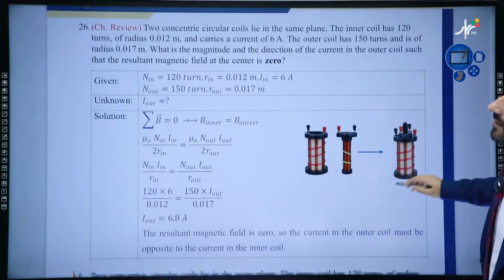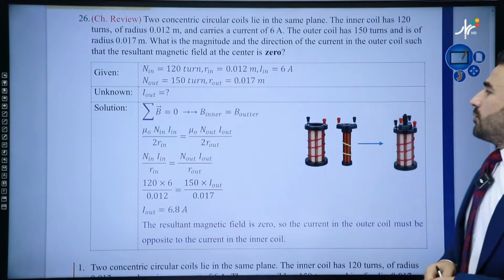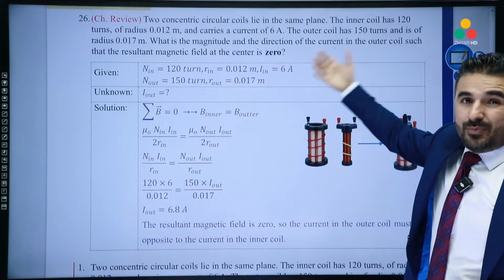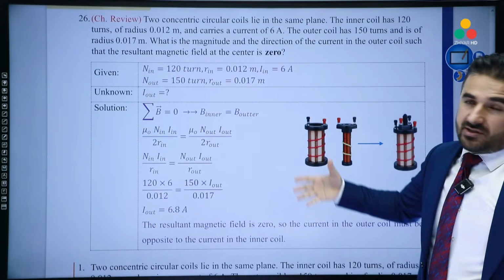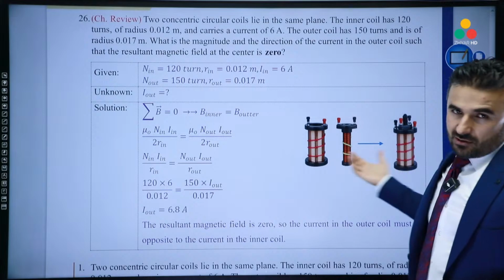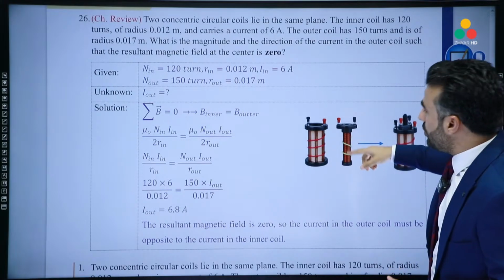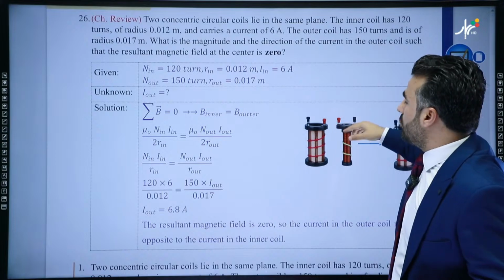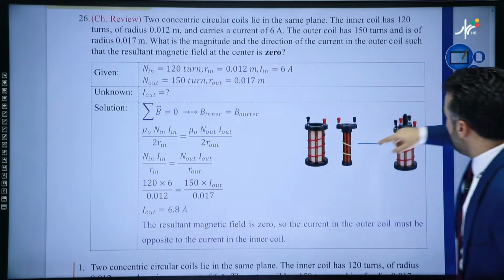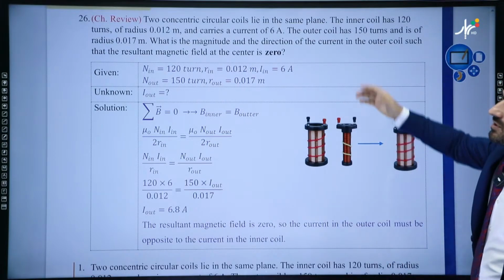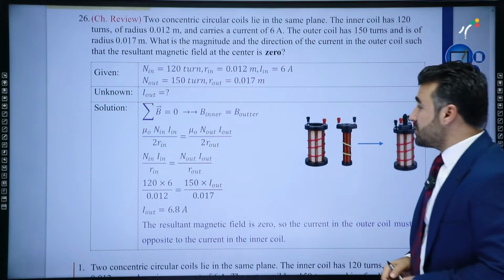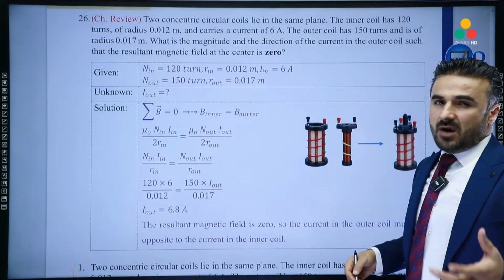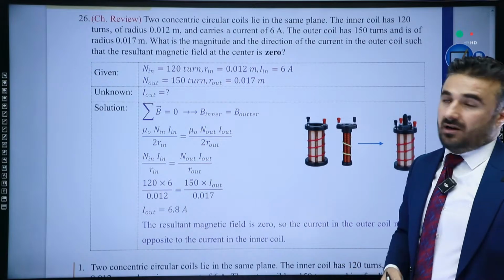Now take a look at this one here. It says 2 concentric circular coils. These diagrams are not exactly representing the situation here, but this is just to help you understand how it is done. These are more like a solenoid, you can say. But remember this, we have 2 coils. One of them is small, the other one is big. One of the coils is inside the other coil, just like this one here. So what happens when there is a current in the 2 coils? Of course, what happens if the current is in the same direction or in the opposite direction?